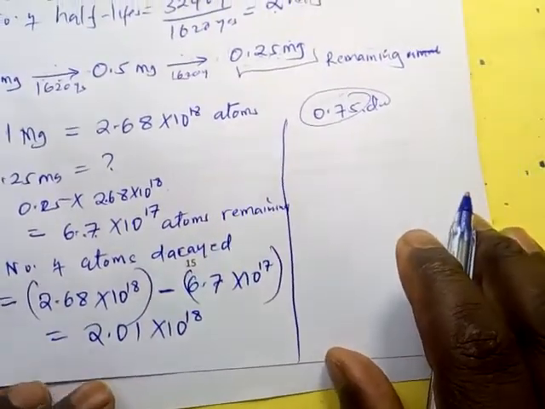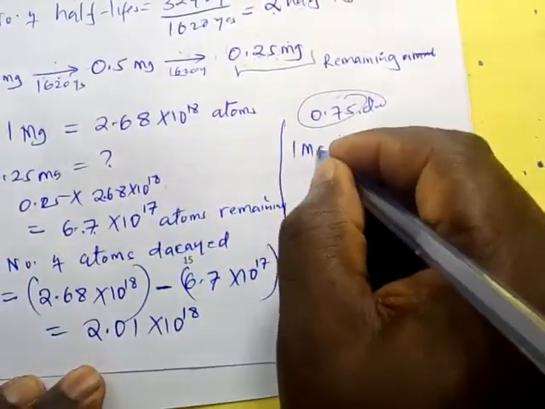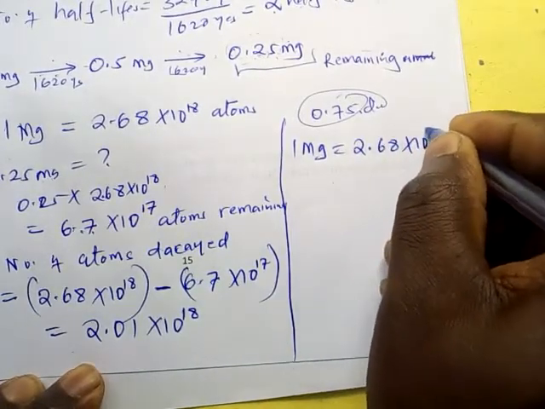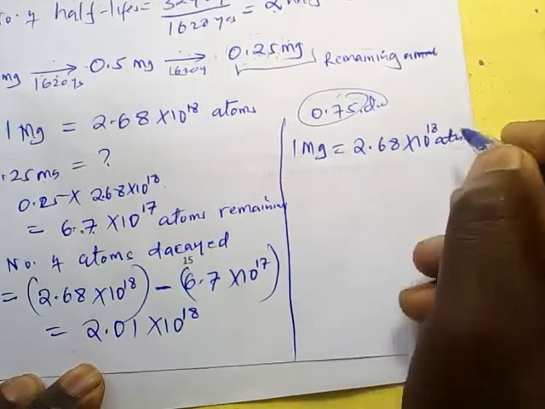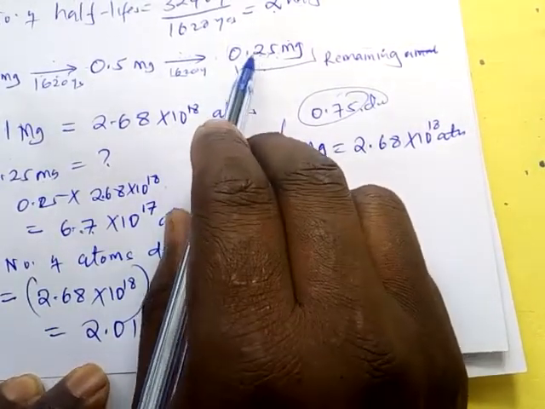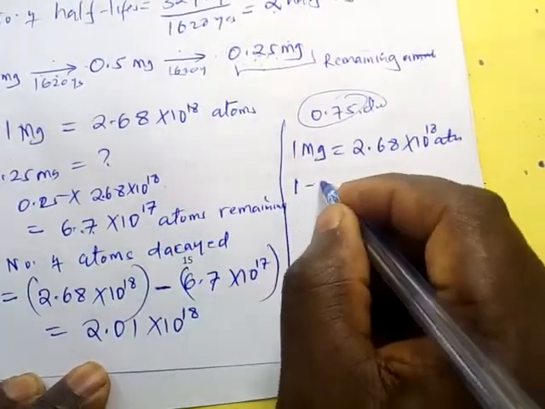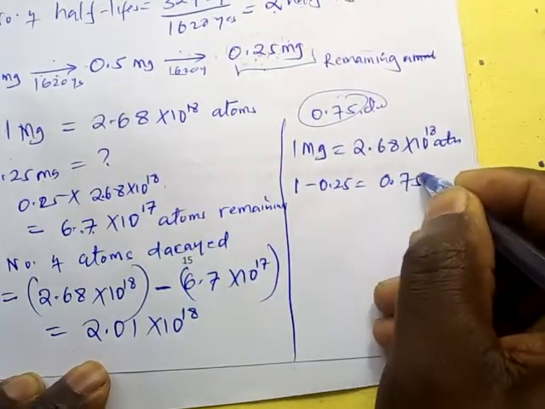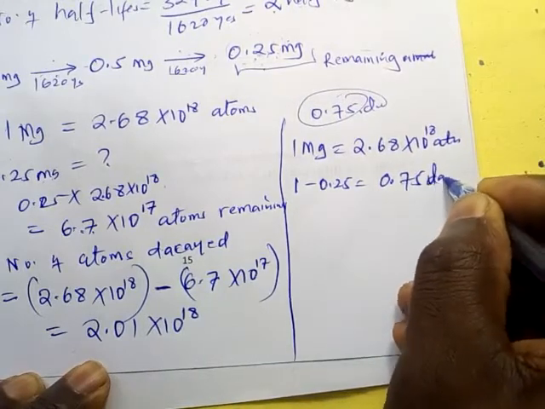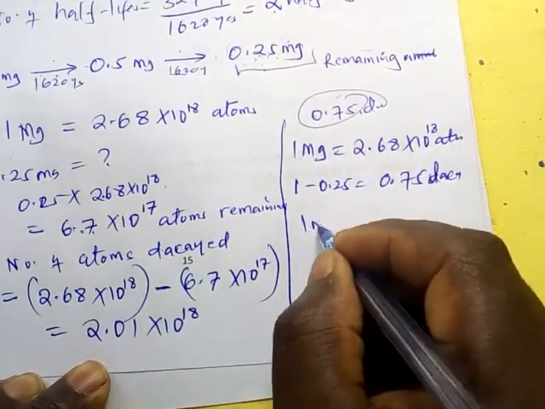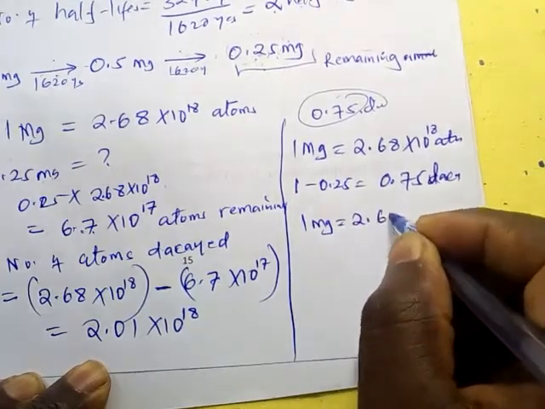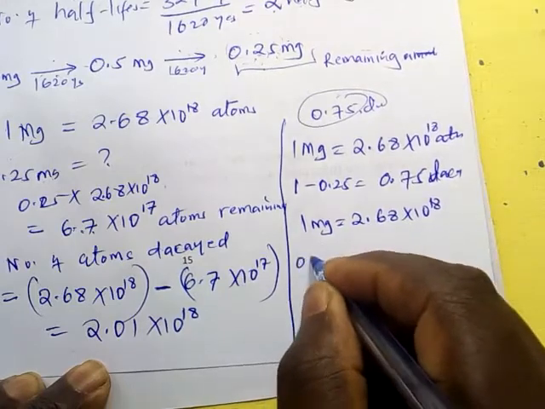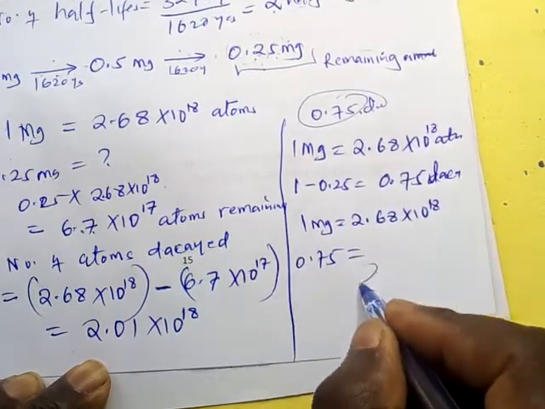Another way you can do it directly. You will say 1 milligram equal to 2.68 times 10 raised to power 18 atoms. If this one were used or remained, then you subtract 1 minus 0.25. You get 0.75. These are that decayed. So you say 1 milligram equal to 2.68 times 10 raised to power 18. What about 0.75? So you should get this answer.